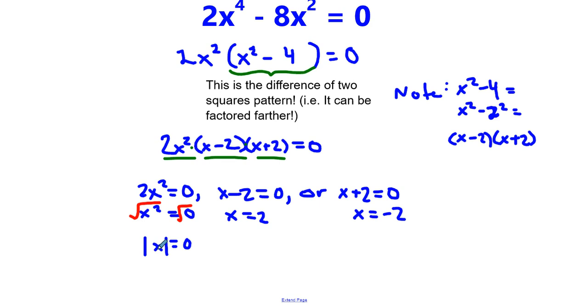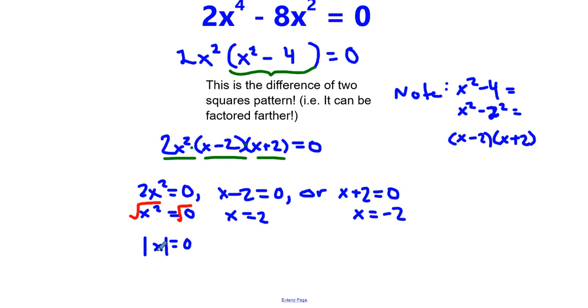So what values of x would give you out a 0? And this one, it's not like the absolute value of x equals 4, where it'd be a positive or a negative 4. This one's the absolute value of x equals 0. And so the only value that you can plug in here that will give you out a 0 is 0.